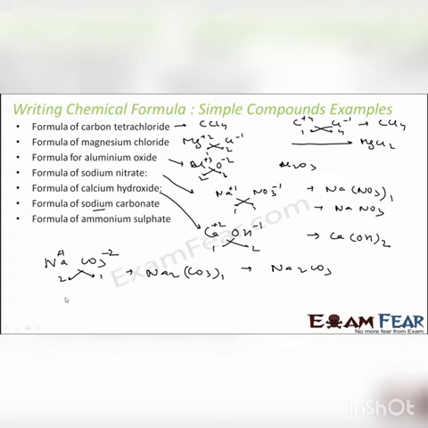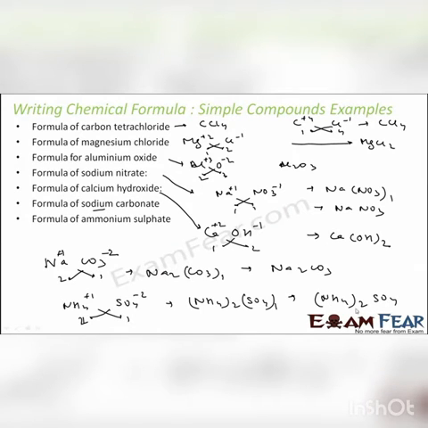Okay, then ammonium sulfate, NH4 SO4. This is minus 2, this is plus 1. This becomes 2, this becomes 1, this becomes (NH4)2SO4. Since SO4 is 1 here, you can remove the braces from SO4, but you cannot remove them from NH4. Please note that this has to be in the braces.